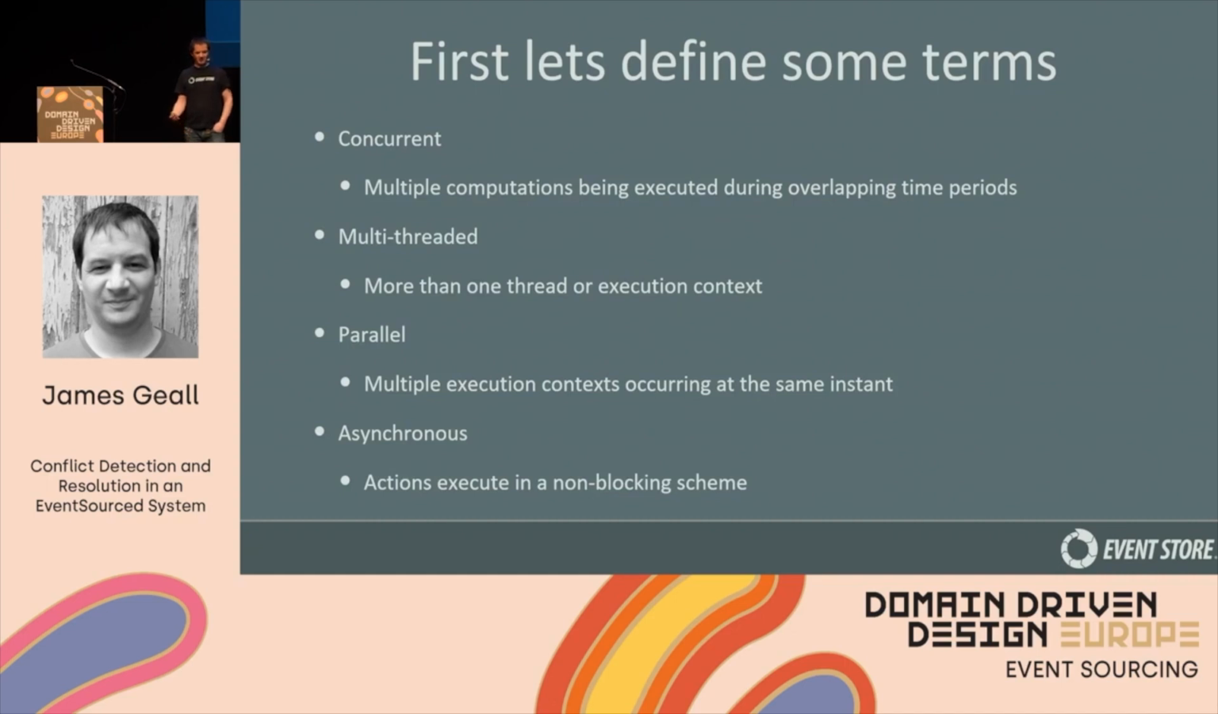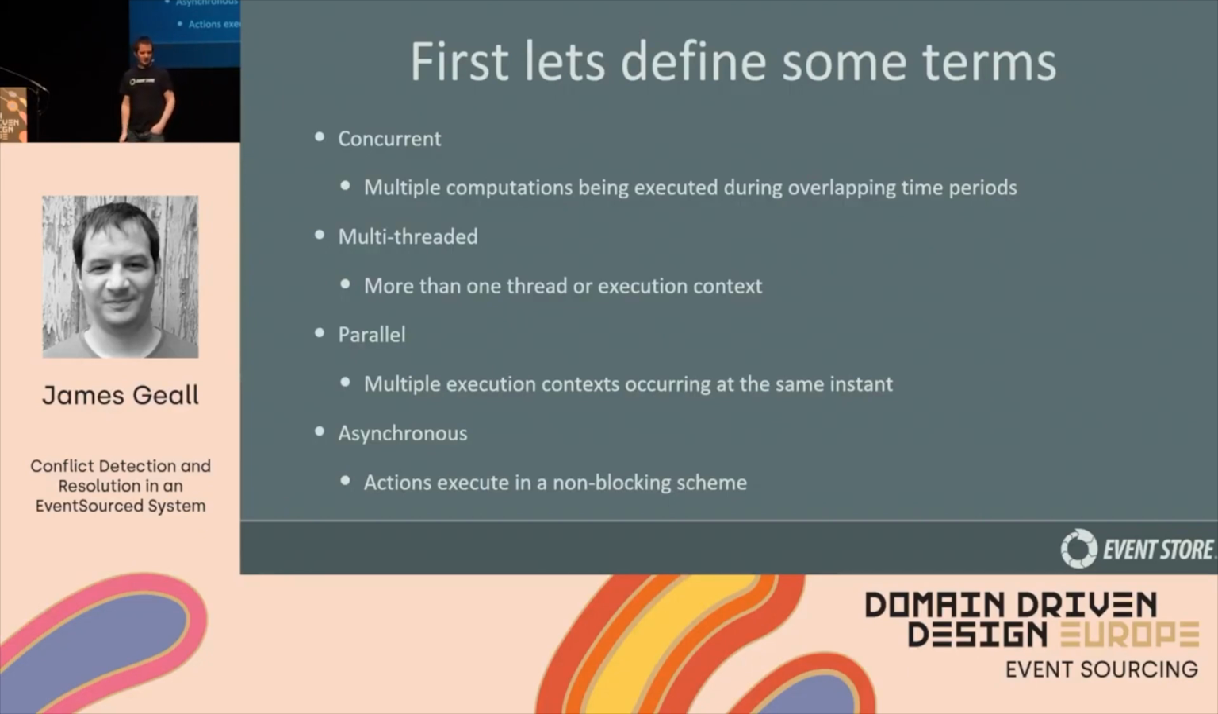So the first one is, what do we mean by concurrent? Technically, it means multiple computations being executed during overlapping time periods. One of the earliest forms of that was multi-threading on a single CPU, where each process or thread gets a slice of time on the processor to make some work happen, and then it gets swapped for another one. That allows you to do concurrent programming on something which only has a single thread of execution physically.